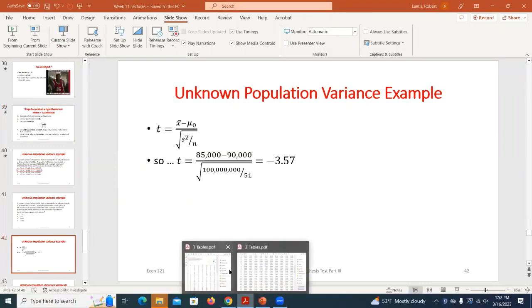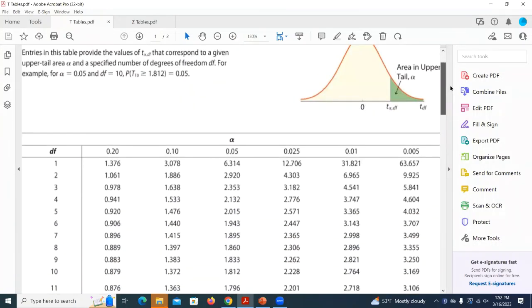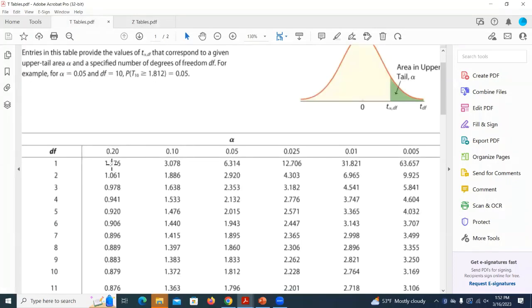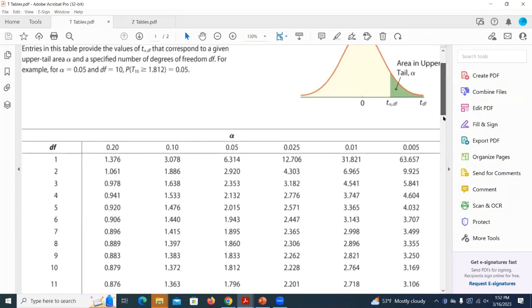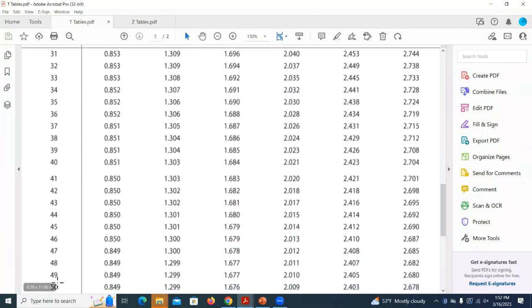So I go to my student t table. Now remember, the student t table works a little bit differently. We have to identify what area in the tail we want and what our degrees of freedom is. Well, we don't have a desired area in the tail. That's how we used it for confidence intervals. We have a test statistic, so that's the numbers in the middle. It's kind of like the exact opposite of the z table. In the z table, our probabilities are in the middle, and our z values are the row and column headings. Here, the row and column headings are the area in the tail, and the numbers in the middle are our t values. So we're going to go down to a degrees of freedom of 50.